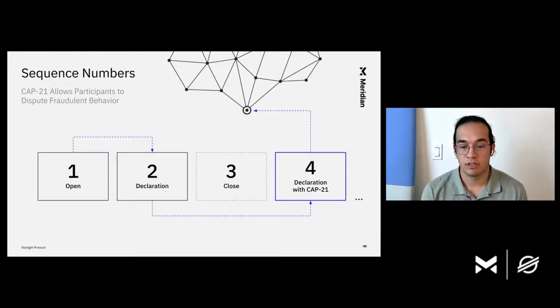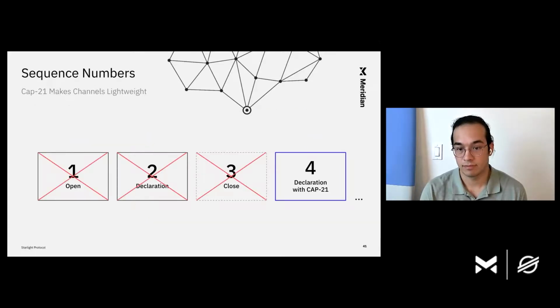Because we can always dispute an old transaction with the latest transaction, there's no need for us to keep old transactions, and we can delete them. Participants in a Starlight channel only need to store a tiny amount of data to maintain the safety of the channel, even if the channel is long-lived and even if they do millions of payments. This makes Starlight channels very easy to scale. They don't add a data storage burden to your infrastructure.